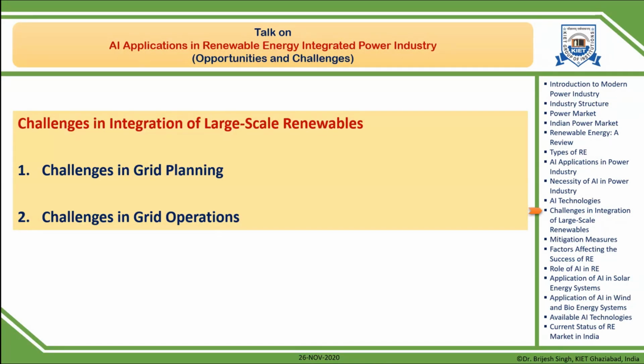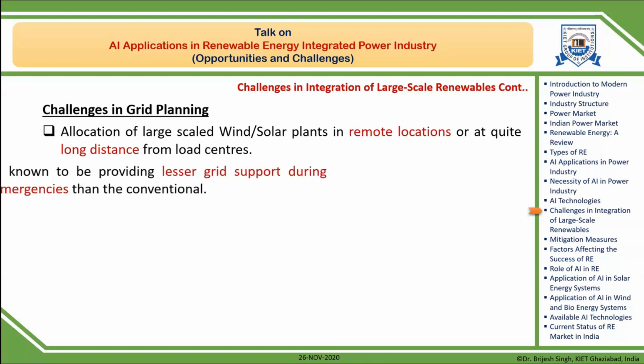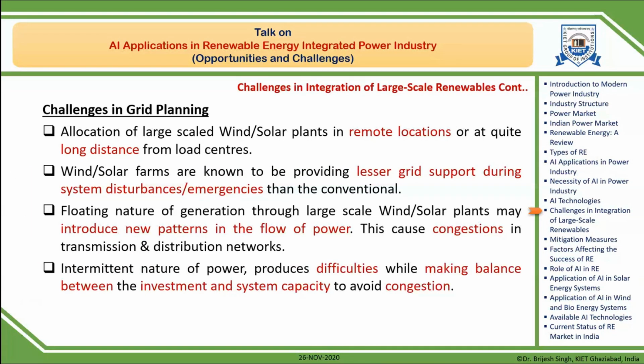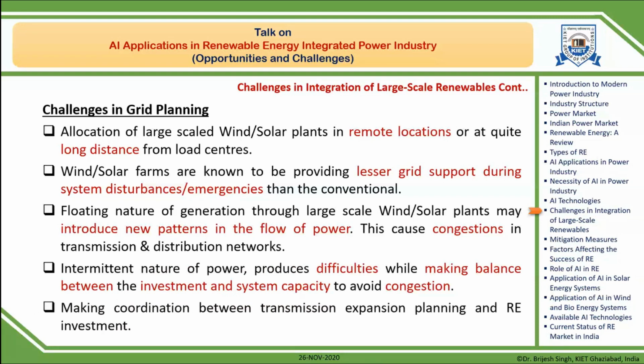So there are two challenges in the integration of large scale renewables. One is related to grid planning, and the second is grid operation. If you are going to integrate large scale renewables, you face two major issues. In grid planning, there is transmission expansion: how to integrate the renewable energy, and where to integrate it. And second, what are the challenges during the operation of the grid? There are several challenges related to grid planning. I'm not going into the detail because it's a pure power system topic. But in brief, if you plan to integrate renewable energy with your main grid, you face challenges because of two things.